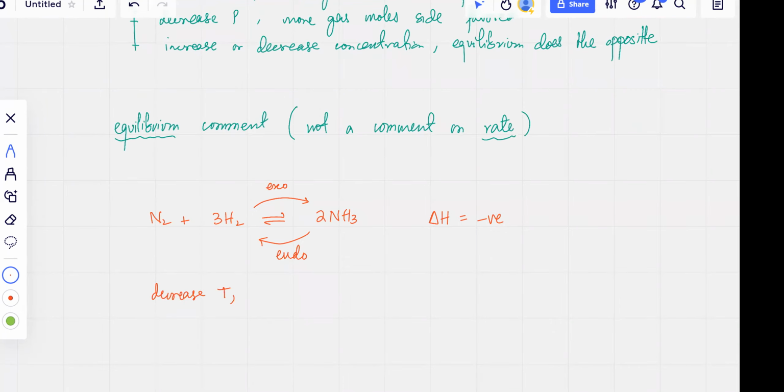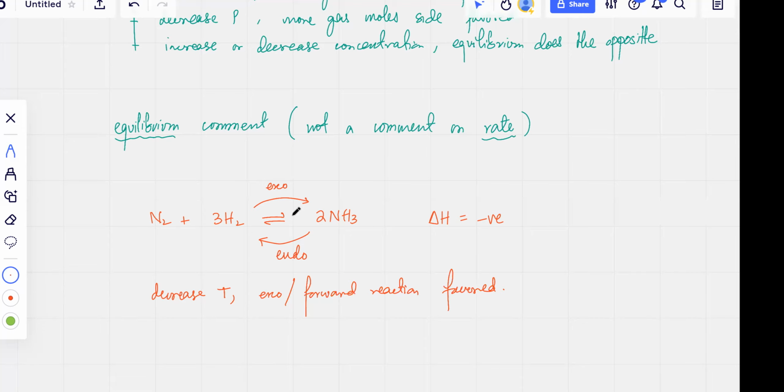Forward. The forward, the exothermic reaction, right? So the exo, which in this case is your forward reaction, that's going to be favored, right? So that's a comment on equilibrium. What that means is that's not a comment on rate. It means that the forward reaction is in relative terms faster compared to the backward reaction. When we talk about equilibrium, we're basically comparing the speeds of the forward and backward, and we say that the forward is slightly faster compared to the backward.